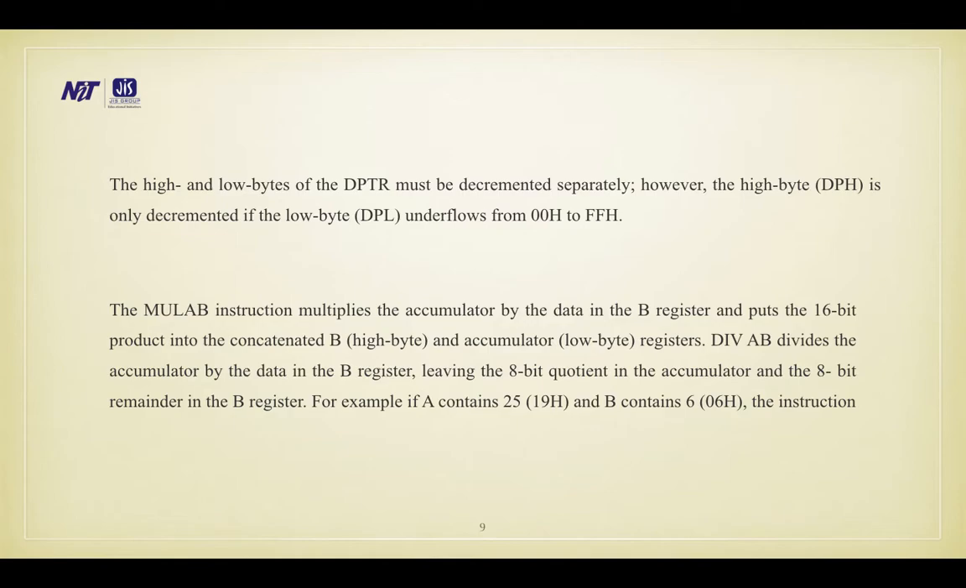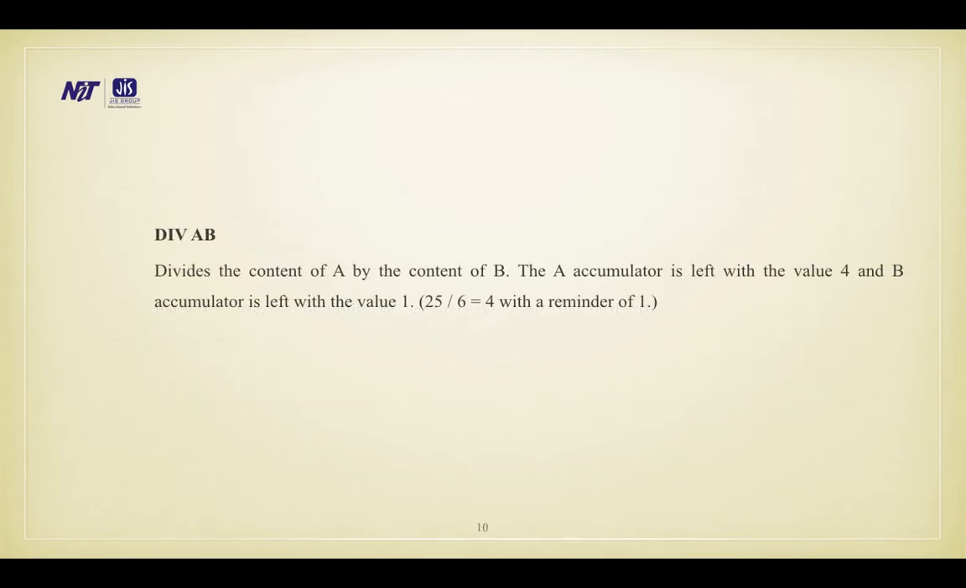For example, if A contains 25, that is 19H, and B contains 6, that is 06H, the instruction DIV AB divides the content of A by the content of B. The accumulator is left with a value of 4 and the B register is left with a value of 1. 25 divided by 6 is equal to 4 with a remainder of 1.